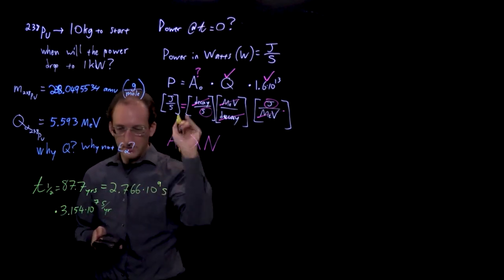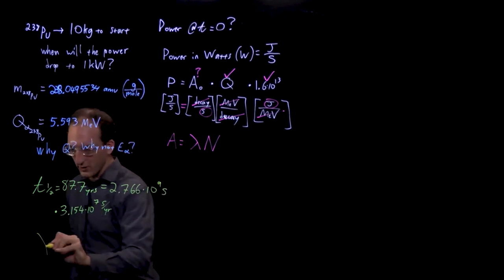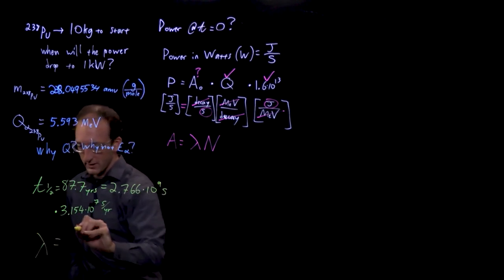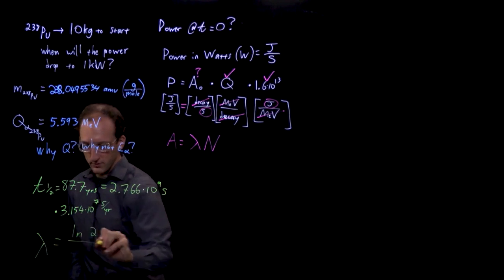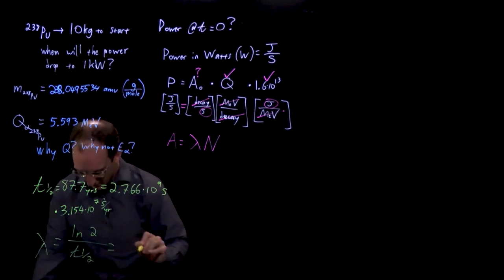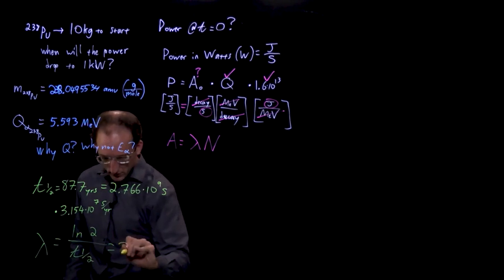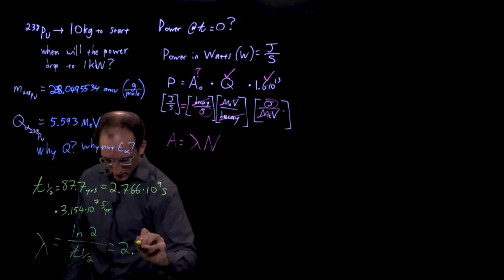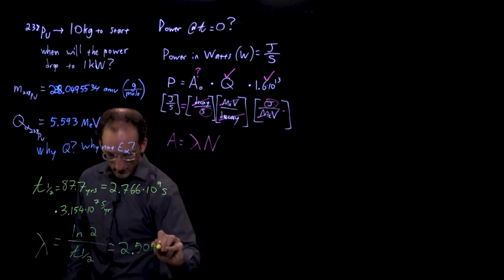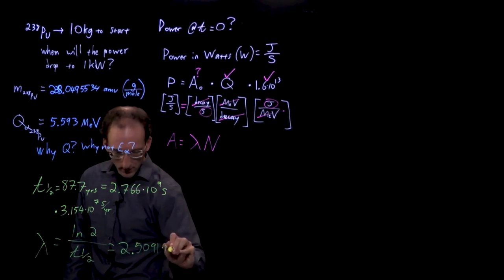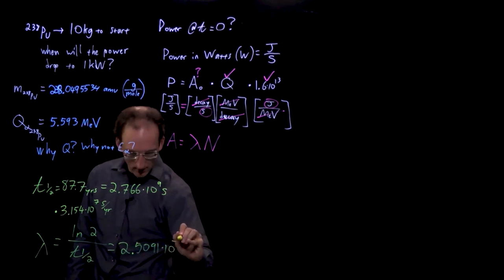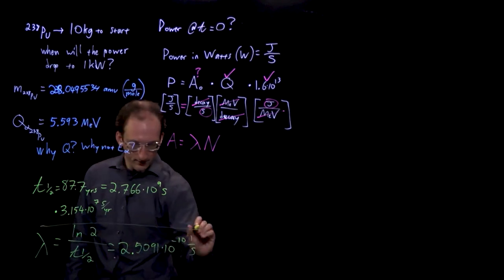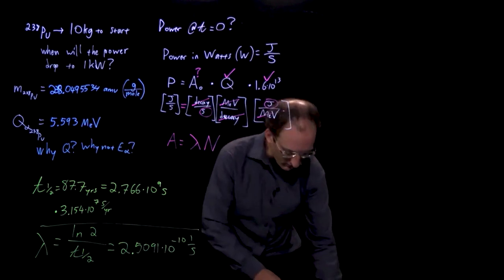9 seconds. And we also know that our decay constant is defined as the natural log of 2 over that half-life in seconds. And that comes out to 2.5091 times 10 to the minus 10 per second. Great. So we've got our decay constant right now.